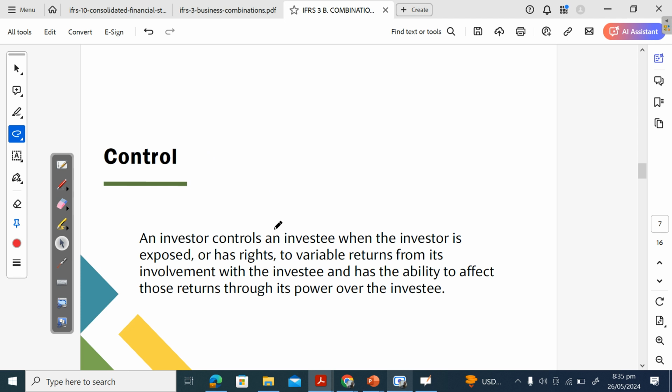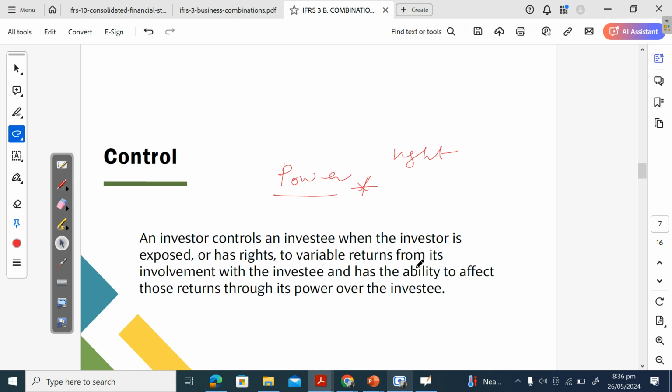All right, so basically, to control another entity means to have power over the other entity. And what does it mean to have power? To have power means you have the right to make significant decisions on behalf of that company. All right, that's what it means to have power. Apart from that, you also have the right to receive returns from the company you have invested in. Any investor expects some returns from their investment.